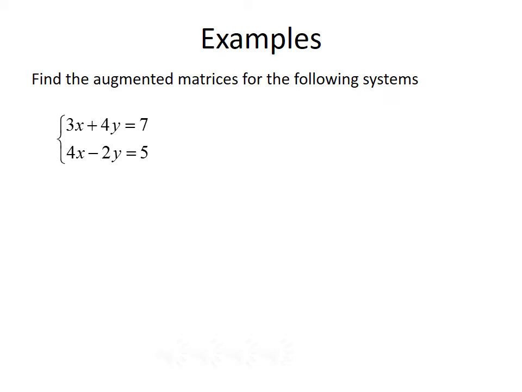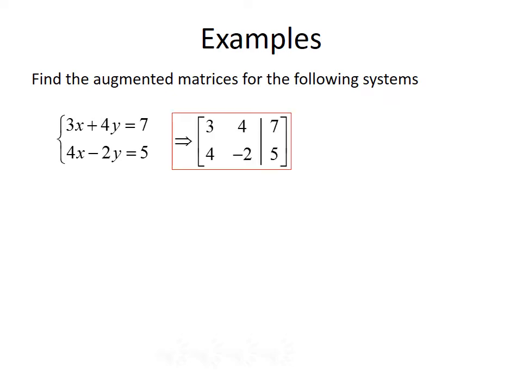So let's look at a couple of examples. We want to find the augmented matrices for the following systems. First, we have 3x plus 4y equals 7 and 4x minus 2y equals 5. This is a system of two equations, so our matrix should have two rows, and we have variables x and y and the constants 7 and 5, so we should have three columns, one to represent x, one to represent y, and one to represent the constants.